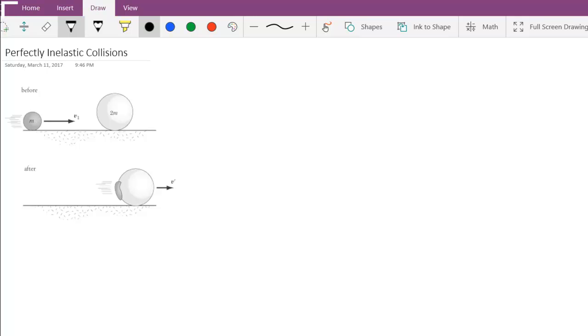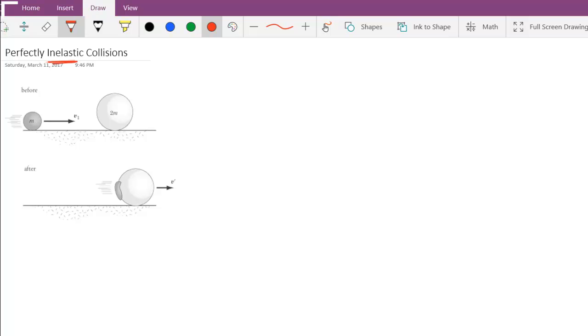So what I want to talk about in this video is a special type of collision. There are two types of collisions that we'll cover in this course: perfectly elastic collisions and perfectly inelastic collisions. Elastic, like a spring, bounces back. You hit it and it bounces back. Inelastic would be the opposite, in which it would not bounce back. In a perfectly inelastic collision, the masses stick together.